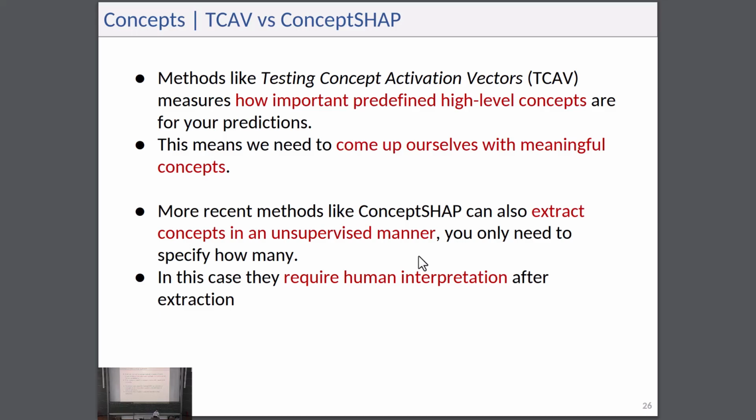And ideally, if you look at the set of concepts that you have extracted, they should give you a signature of the entire model behavior, ideally. It doesn't really happen that often.